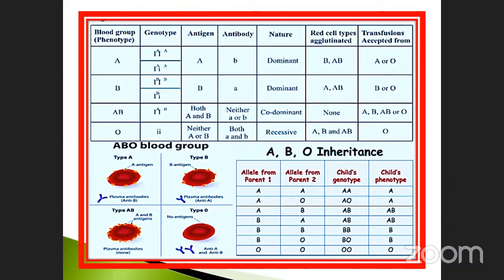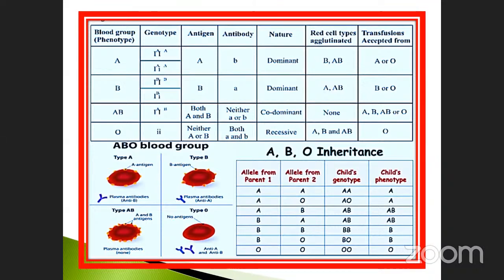Suppose one parent is A and the other is B, father or mother, whichever it may be. If the child is AA, you will get A. A and O, AO, you will get A. A and B, AB, is nothing but codominance. B and A, AB also. So AB is also codominant. Suppose B and B, BB, you will get B. B and O, BO, this is B, because O is recessive.